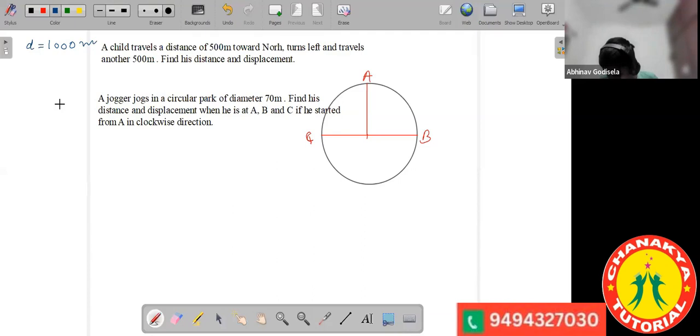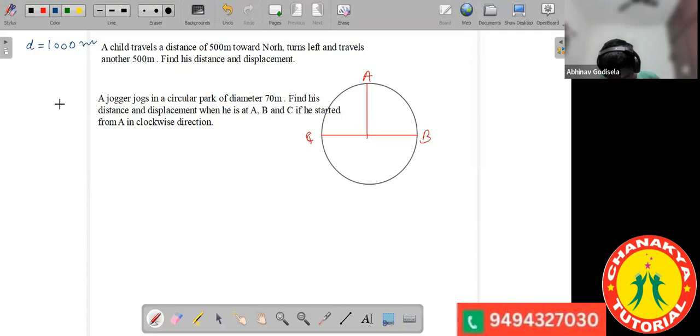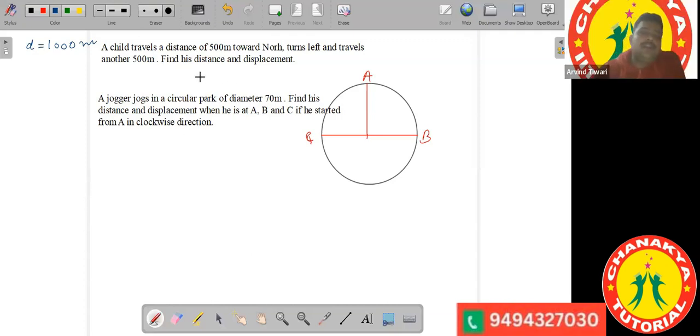500. Yeah. Okay. See, you are getting your answer for this one. Distance is 500 meter, but the displacement we get here is 500 root 2. And this is equal to somewhere 707 point something meter. Okay. So if you are getting this answer, then it's correct. So anyone getting this answer?